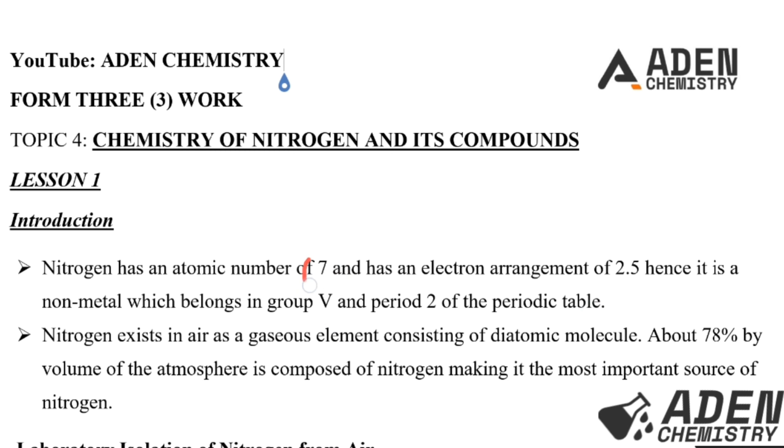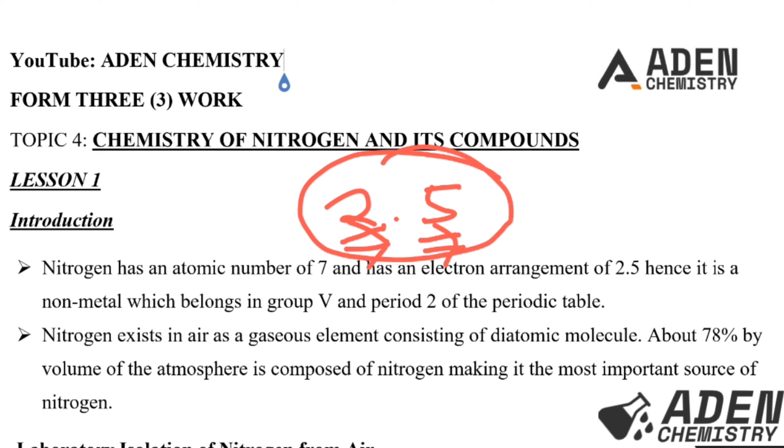Then if we take this 7 and distribute it into the energy levels, we are going to have an electronic configuration of 2, 5. The 2 will occupy the first energy level because the first energy level carries a maximum of 2 electrons. Then the remaining 5 will go to the second energy level because the second energy level carries a maximum of 8 electrons. So the electronic configuration of nitrogen can help us to know the group and the period to which nitrogen belongs in the periodic table.